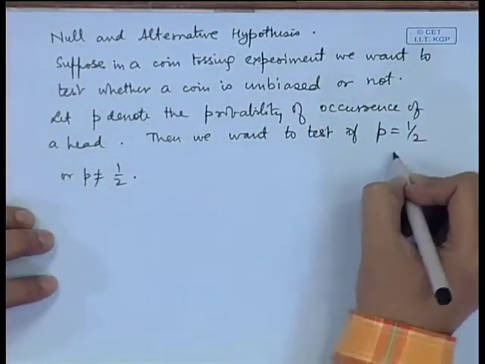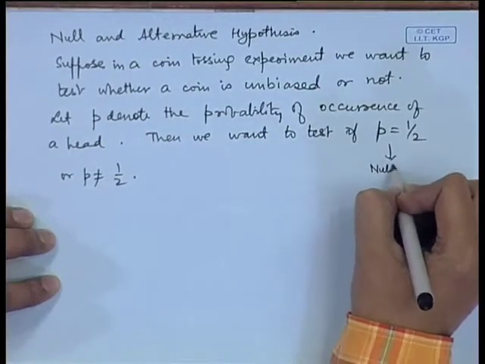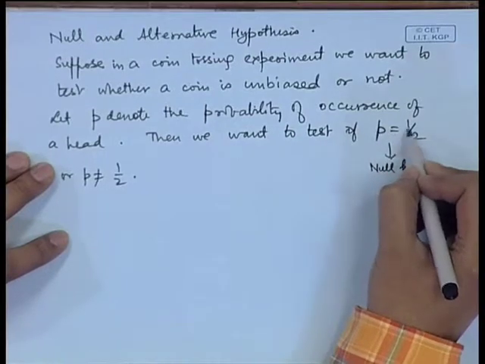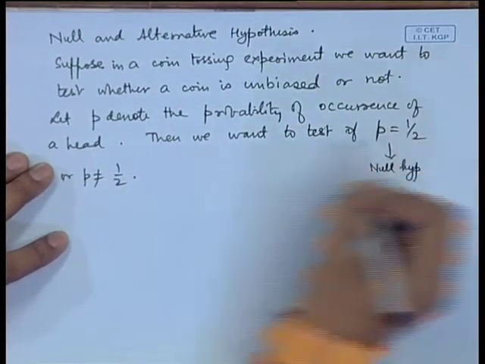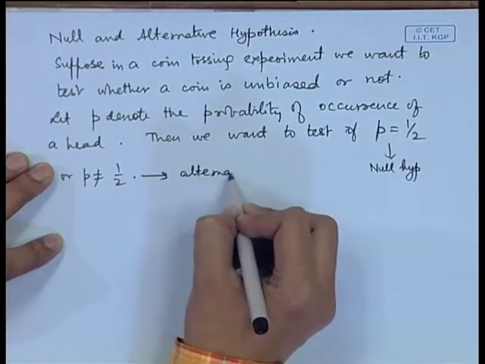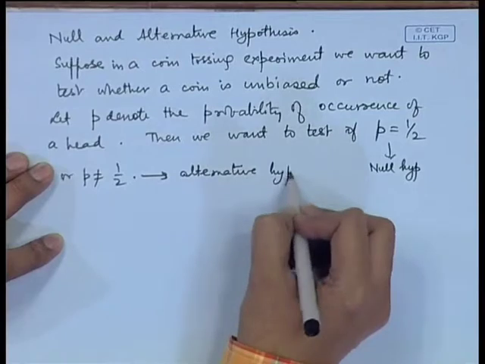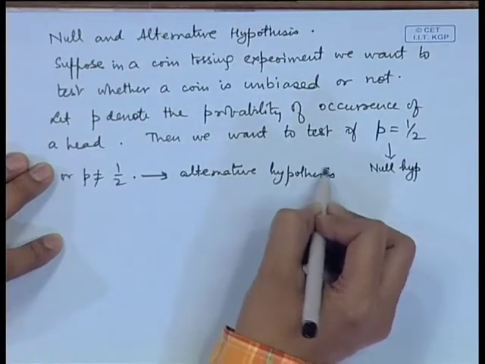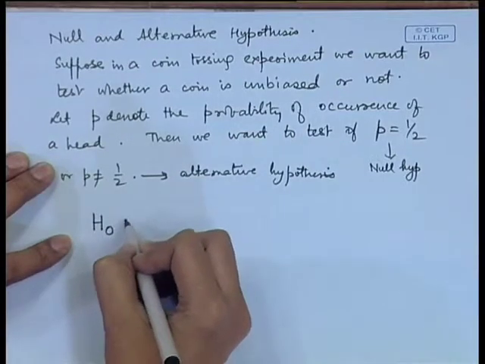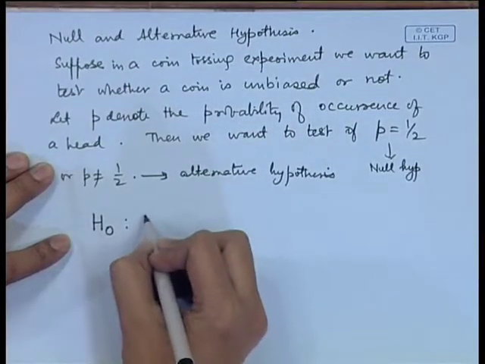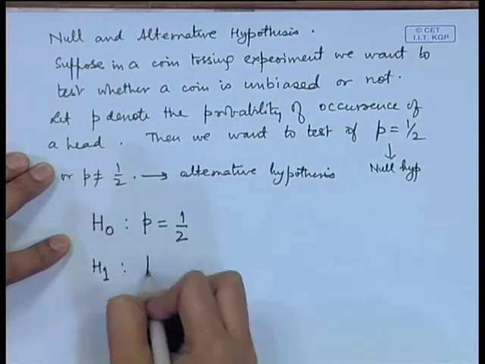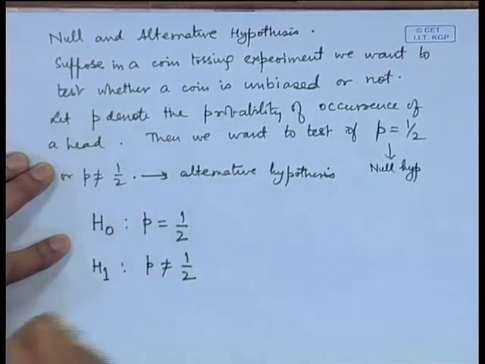So, then we can call this hypothesis the null hypothesis. That means, if it is unbiased, then p is equal to half. If we reject this hypothesis, then we will say it is not unbiased. So, this will be called the alternative hypothesis. We usually use the notation H naught for the null hypothesis. We say H naught: p is equal to half, against H 1: p is not equal to half.